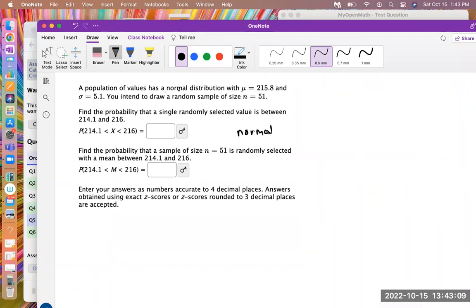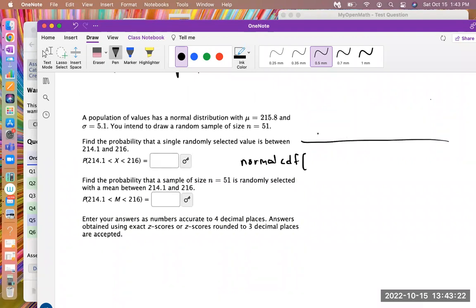And they do say the original distribution has a normal distribution. And we could do the drawing, which I believe is good and helpful to understand. It's normally distributed, so it's a bell shape. And then the mean is 215.8. And you want 214.1 and 216, so that 214.1 is a little bit below. I'm not sure how far below, I don't know where the standard deviation is, but we're just going to say it's right here.